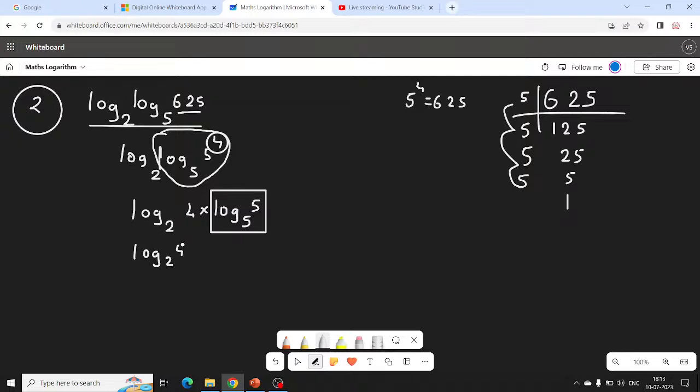That's it. Now tell me, 4 can be written as what? 2 square. So this becomes log 2 square and base is 2. Now what happens to this 2? Multiply. So this becomes 2 into log 2 to the base 2. What is log 2 to the base 2? 1. So what is remaining? What is the answer? That's it. Start doing it now.